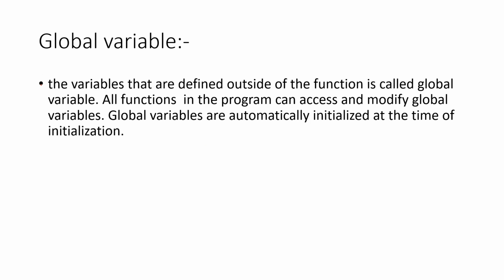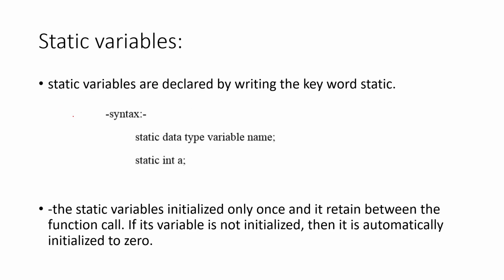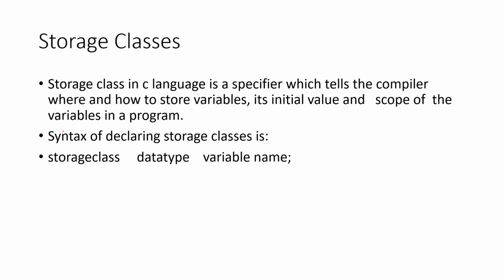Now the global variable: a global variable is declared outside of a function, and it can be used anywhere in a program. It has no limitation, so it is used globally. A static variable is declared with static, data type and variable name, for example static int a, which is initialized by 0.